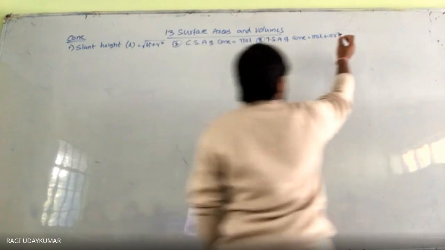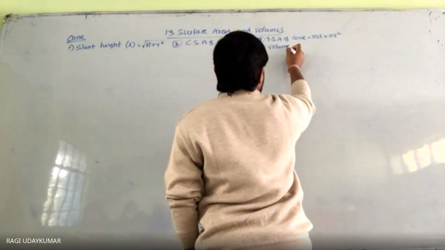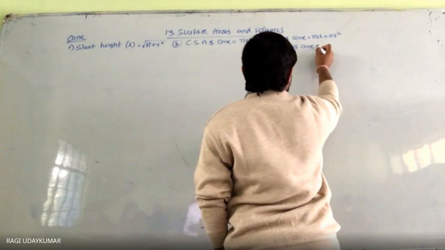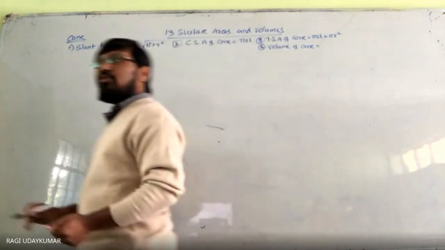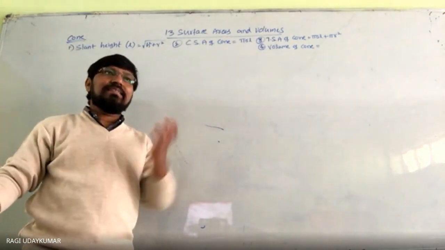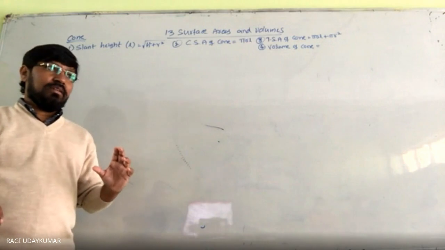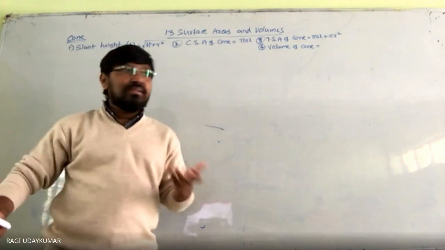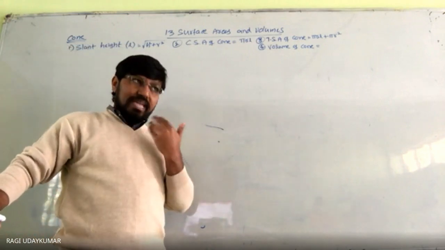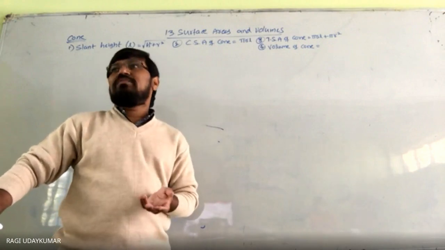And the fourth one is volume. The volume of the cone is equal to, how do you get it? One third of the volume of a cylinder of the same height and same radius. Take one cylinder. You can do this as an experiment also. When you do it experimentally at home, only then will you get the knowledge.